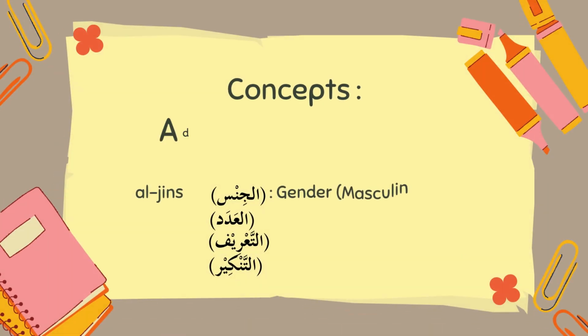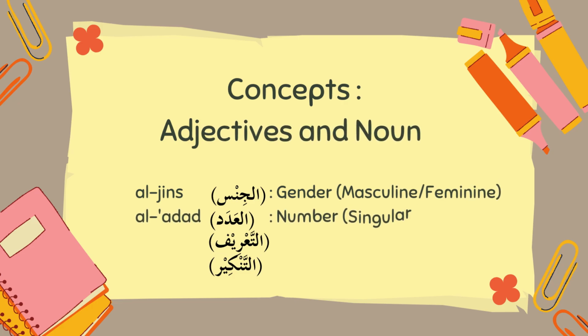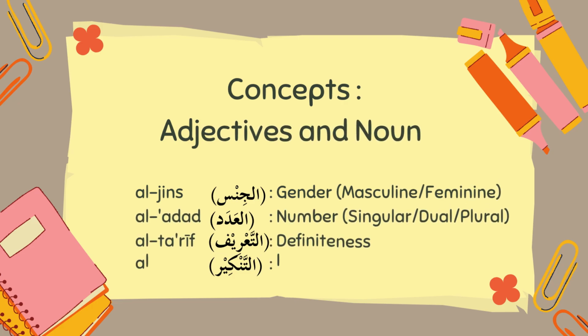As mentioned before, in Arabic, adjectives must agree with the noun they describe. This means the adjective changes depending on the noun, based on four concepts of adjectives and their nouns. The first concept is gender, which is whether it's masculine or feminine. Number two, number, whether it's singular, dual, or plural. Number three, definiteness. And the last one is indefiniteness.